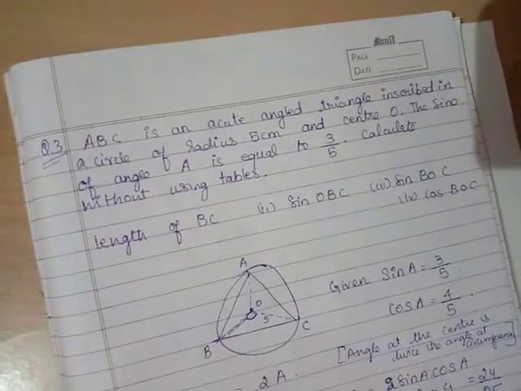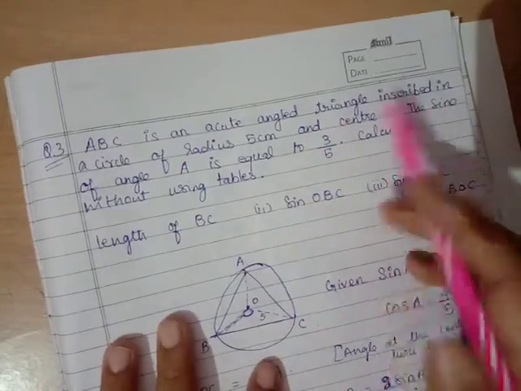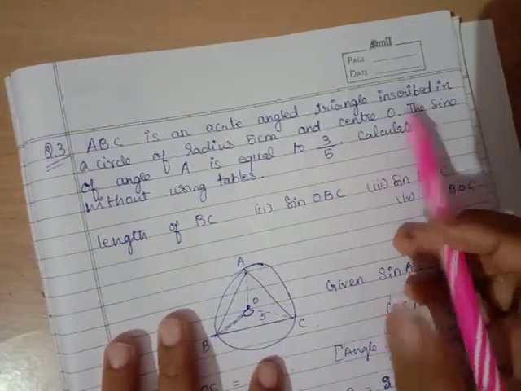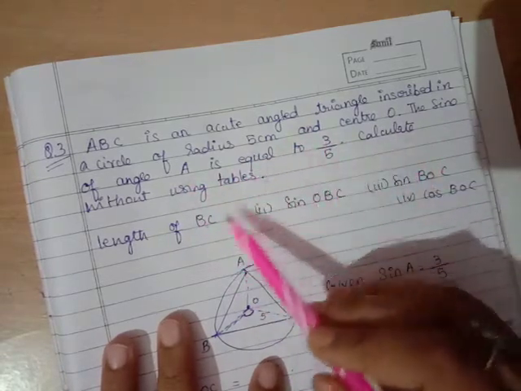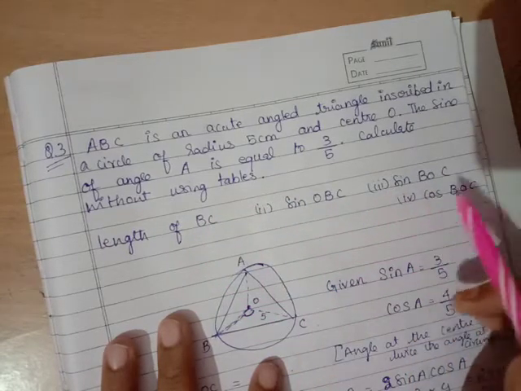Question number 3. It is given that ABC is an acute angle triangle. It's inscribed in a circle of radius 5 cm and center O. The sine of angle A is equal to 3 by 5. Calculate without using table the length of BC, sine OBC, sine BOC, cos BOC.